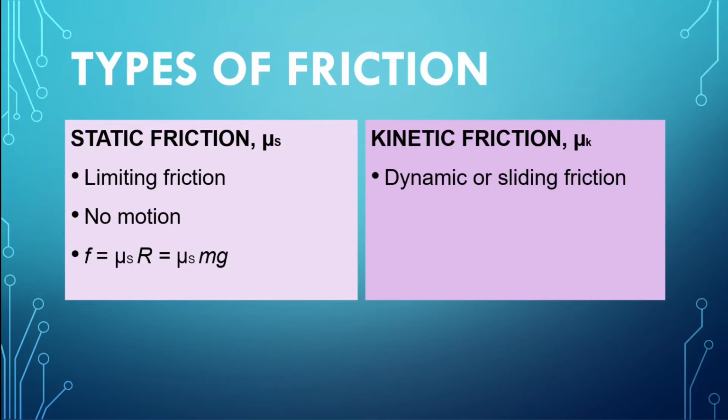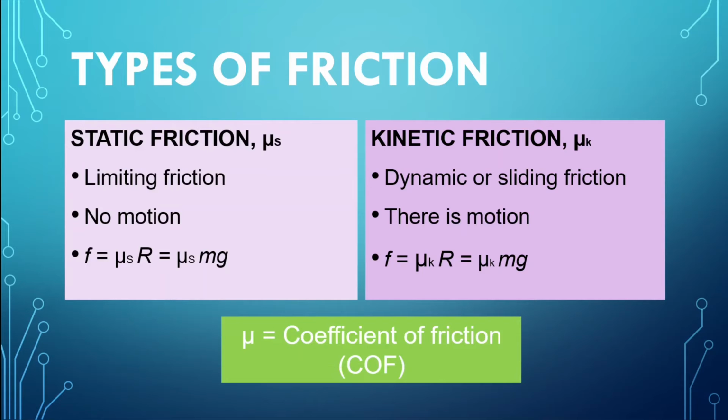Kinetic friction is also known as the dynamic or sliding friction. It occurs when there is motion, and the formula we use will be F equals μkR equals μkmg. So you might ask, what is mu? Mu is the coefficient of friction, whereby we use the short form COF. Now, let's move on to procedure.